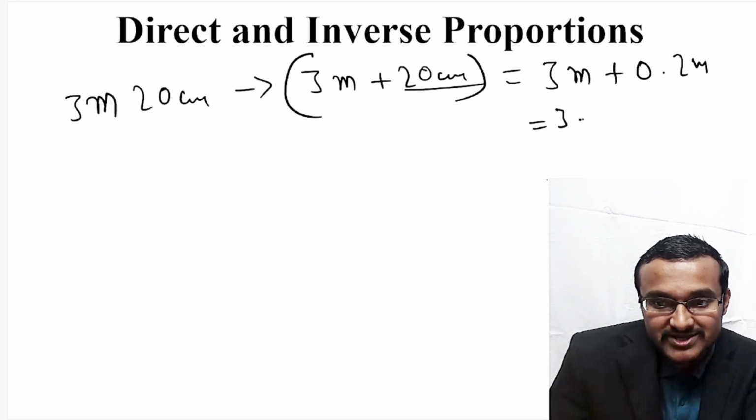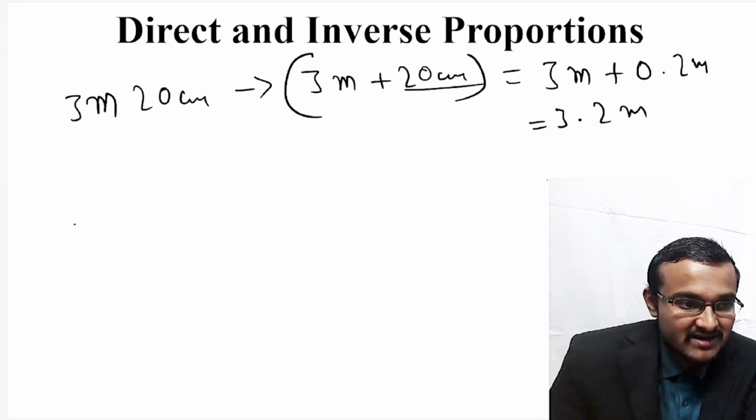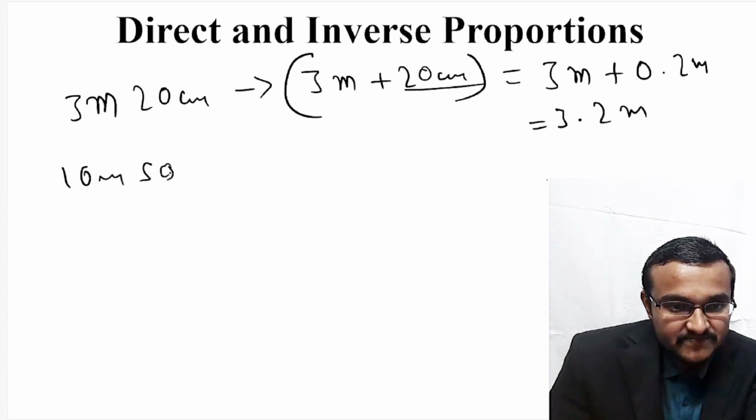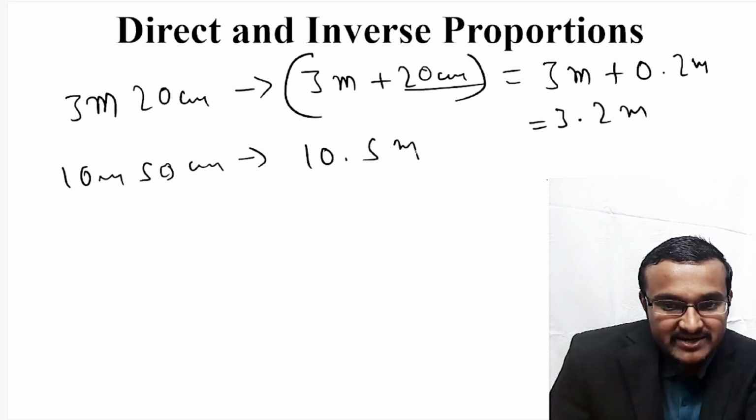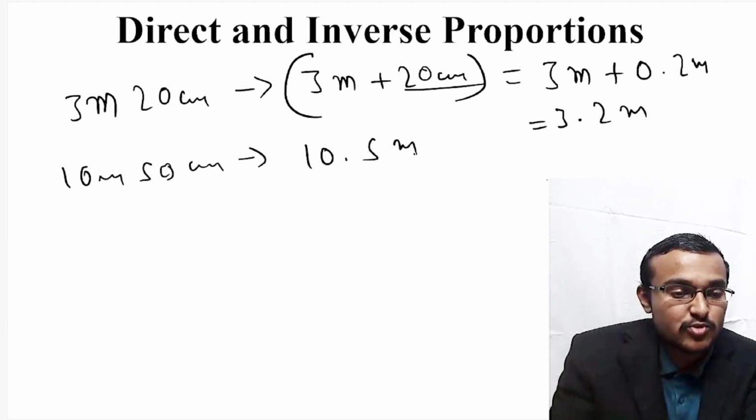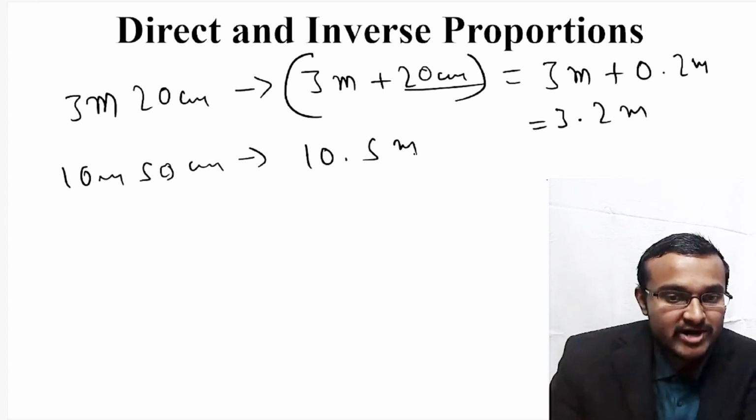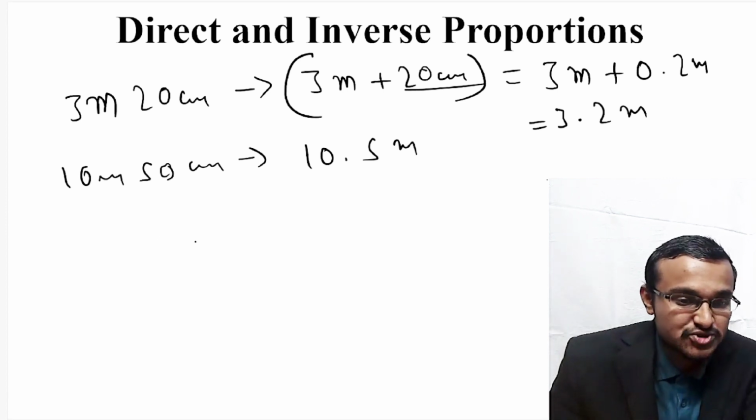So this will be equal to 3.2 meter. Similarly here, when you take 10 meter 50 centimeter, at that time this is actually equal to 10.5 meter, because 50 centimeter is 0.5 meter. So 0.5 plus 10 will be 10.5 meter. So like this you should actually substitute.